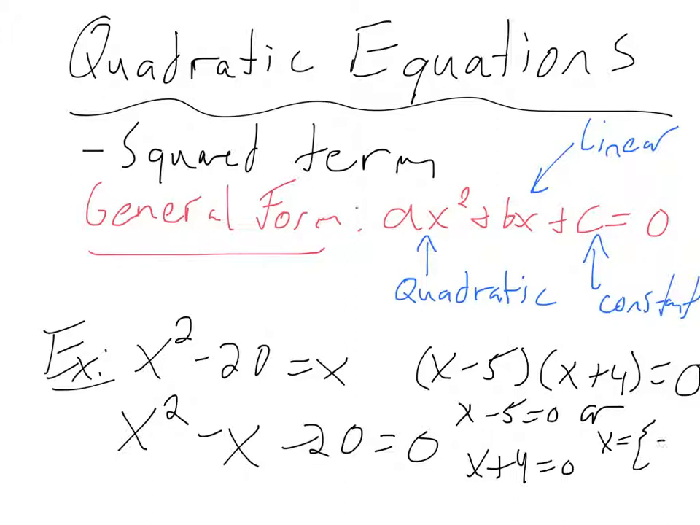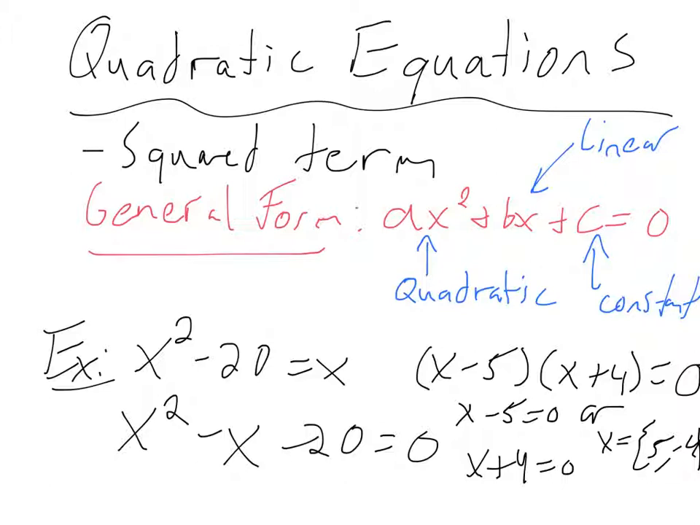So often we use set notation. We say x is equal to, and it's sort of going off the side of the page there, but x is equal to the set of 5 and negative 4, because there's a set of two numbers that are possible solutions to that equation. Okay? So that's for the most basic types of quadratic equations. We can just go right ahead and use factoring like that, right?